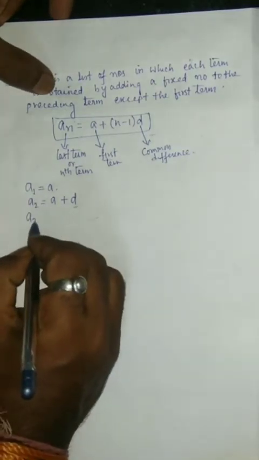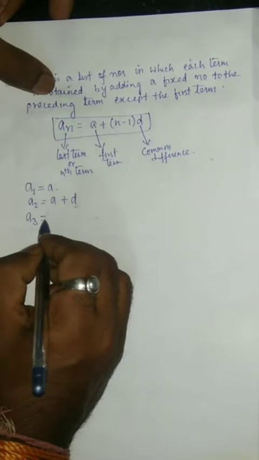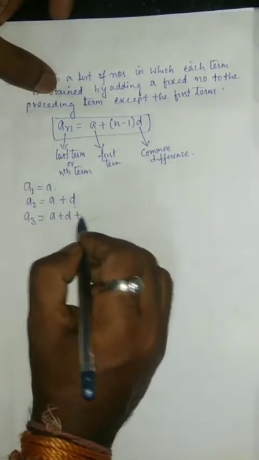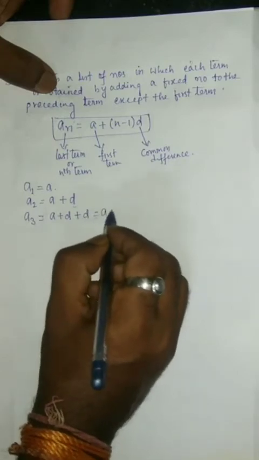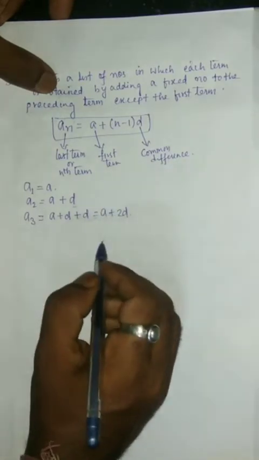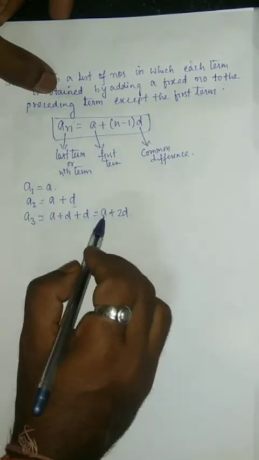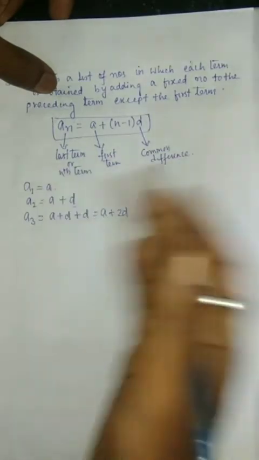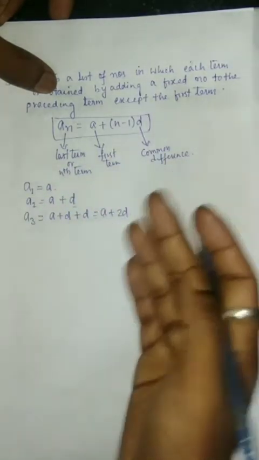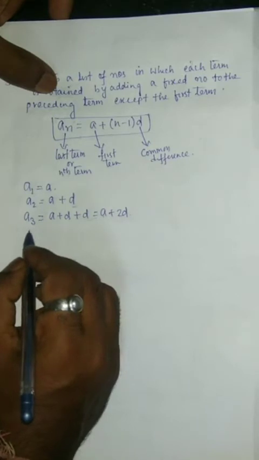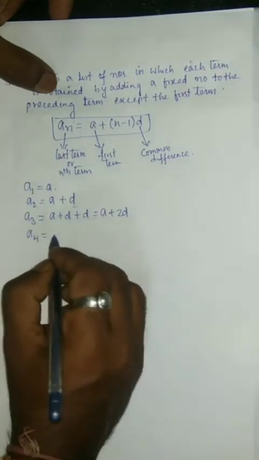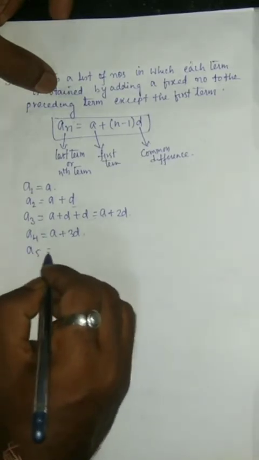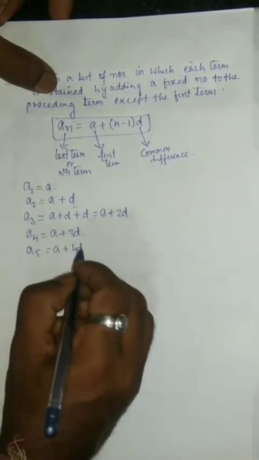Same way, if I want to get a3, my preceding term is a plus d, and I am adding another d, that is equal to a plus 2d. So you can see, in each case our first term is the same, only we are adding one more d with each and every term. So you can guess what our next term will be. Fourth term will be a plus 3d. Fifth term will be a plus 4d.